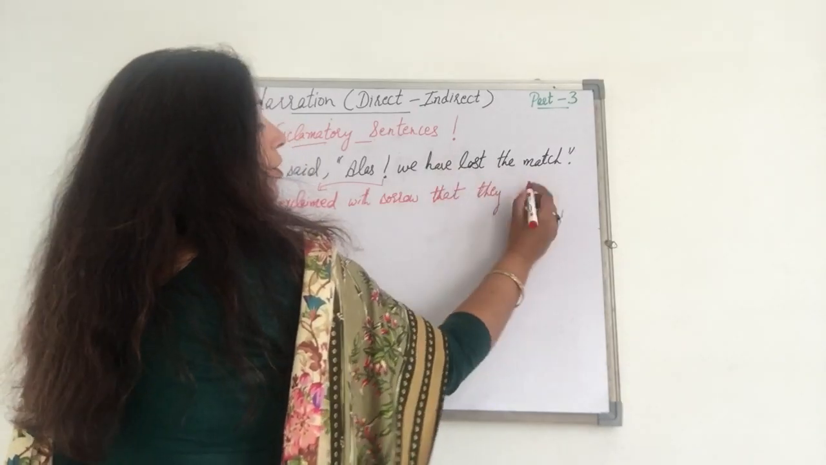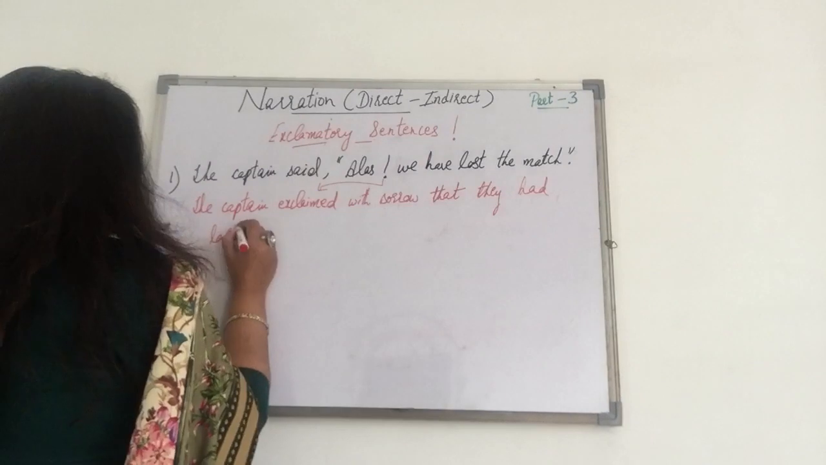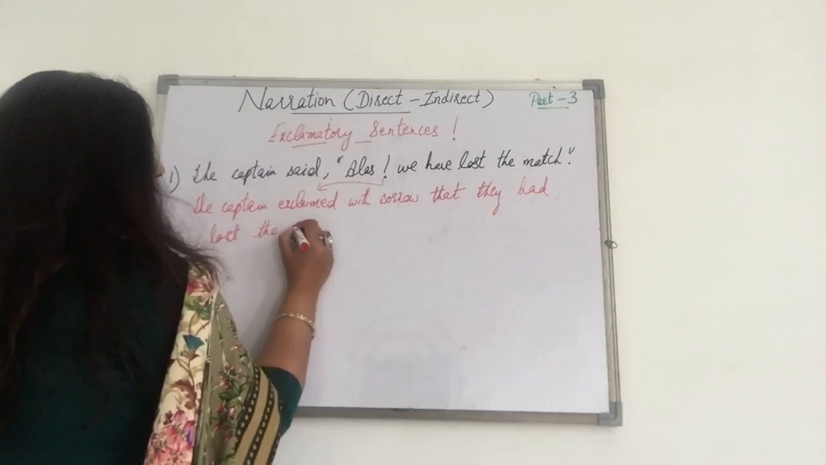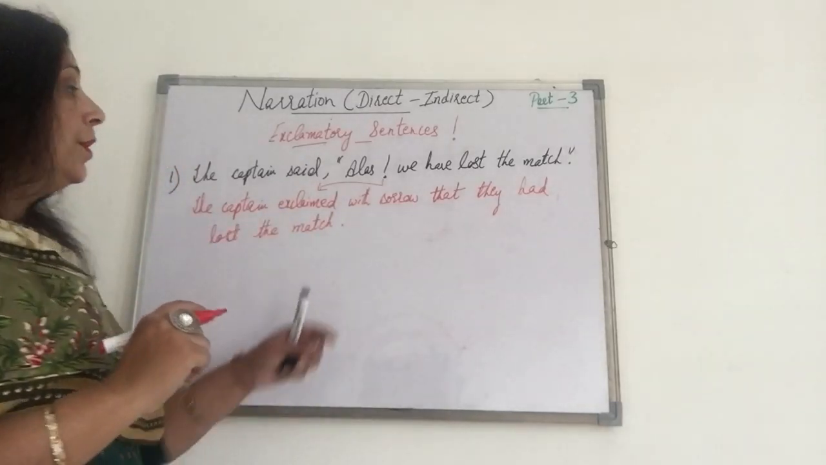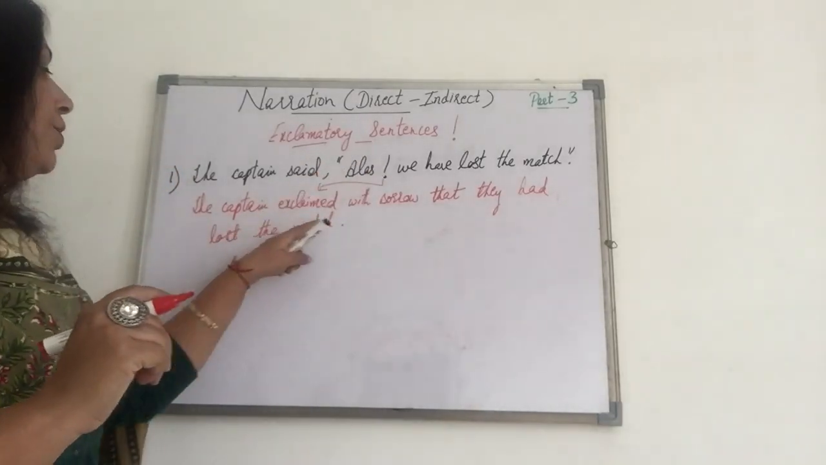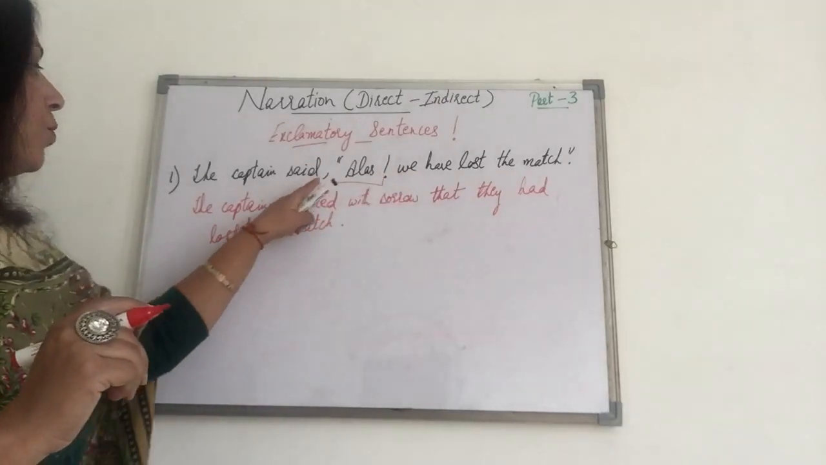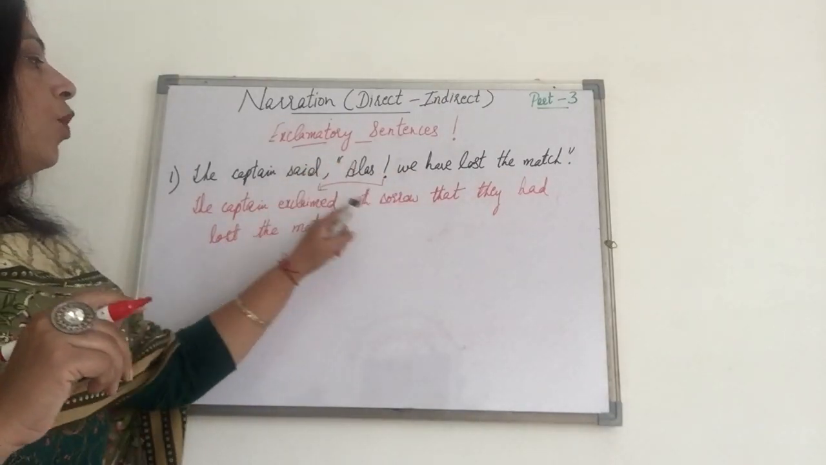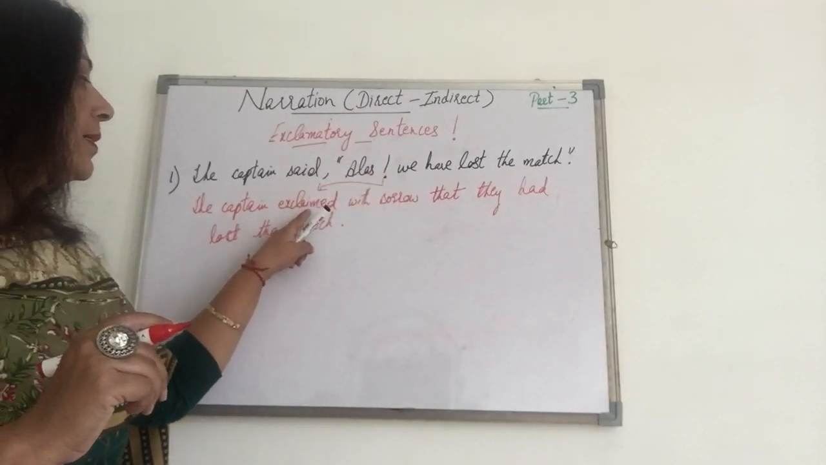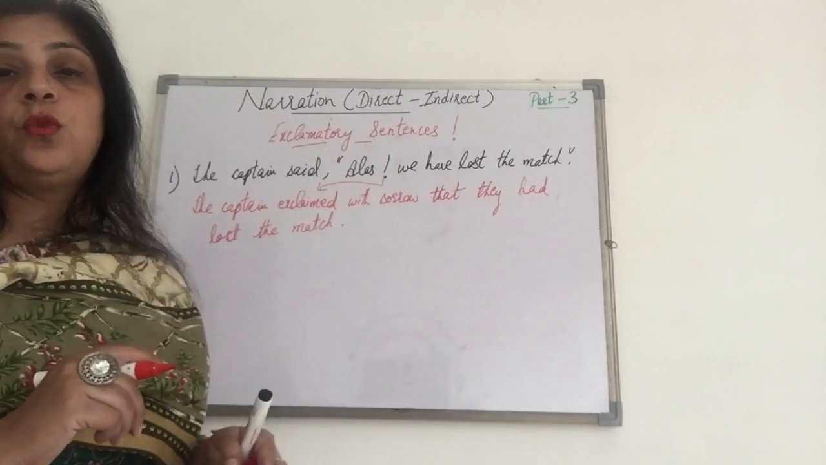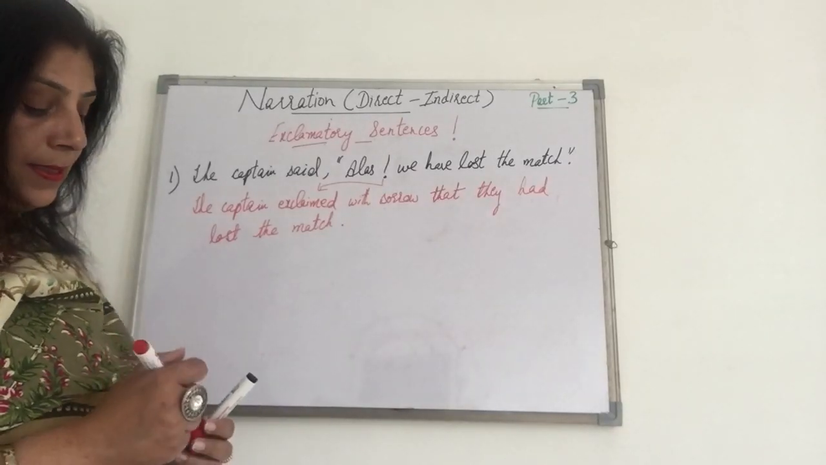they have will change into had, that they had lost the match, full stop. So this exclamatory sign changed into that, and these inverted commas and comma change into that, and this exclamatory sign changes into the words exclaimed with sorrow, because this was a sentence of sorrow, sadness.